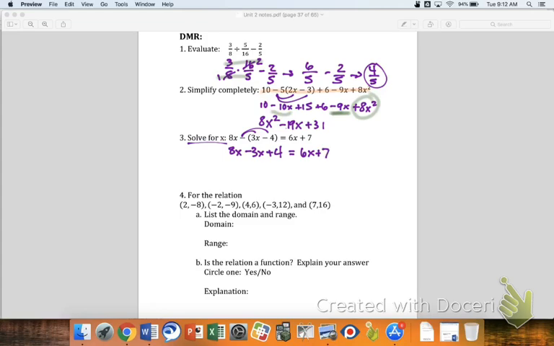Have I simplified everything? Am I ready to start solving? No. I got quite a bit more simplifying to do. What could be simplified down? 8x minus 3x. Yeah, that's 5x. Those are like terms. How about now? Is everything completely simplified? Am I ready to start to get the x by itself? Yes. Wrong.